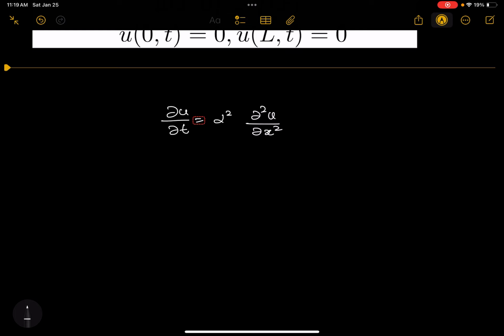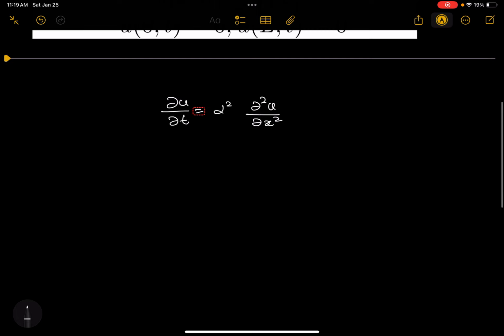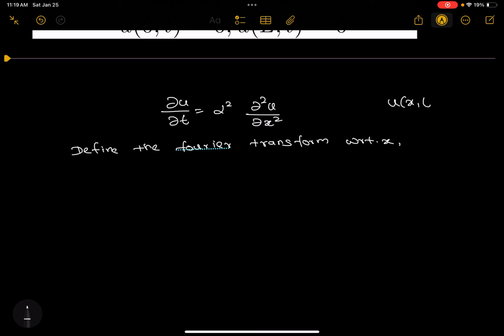But again, there are two variables, and the Fourier transform is defined in terms of a single variable. So we first need to define how we want to define the Fourier transform with respect to x. If we do that, basically over here our function is u, right? And u is a function of x comma t, right?